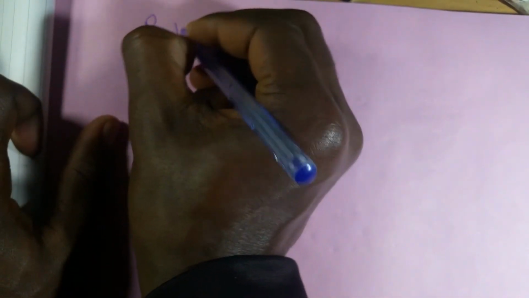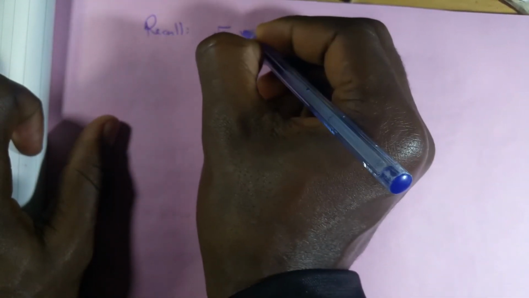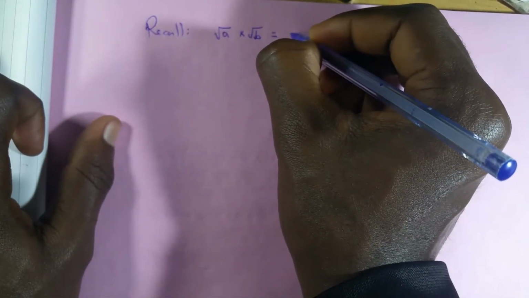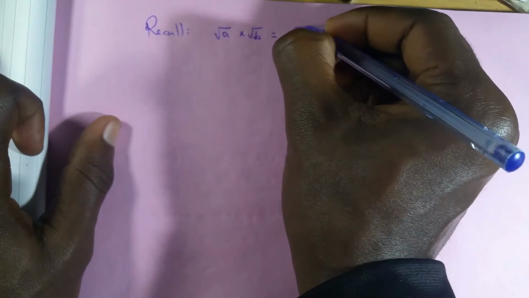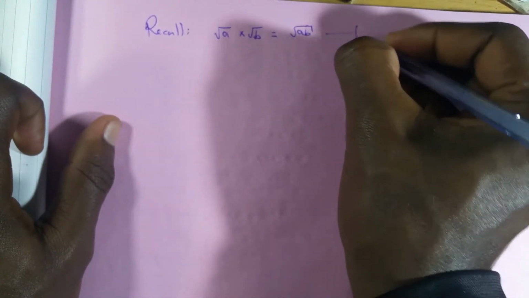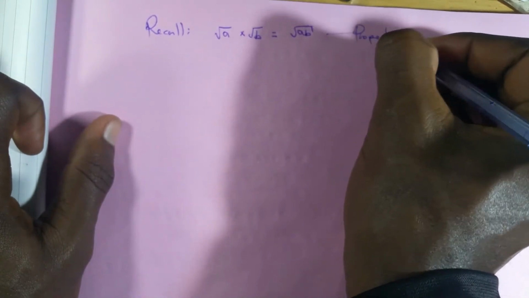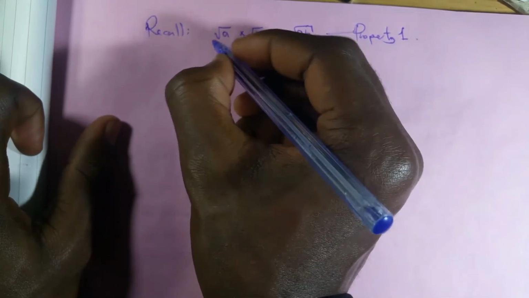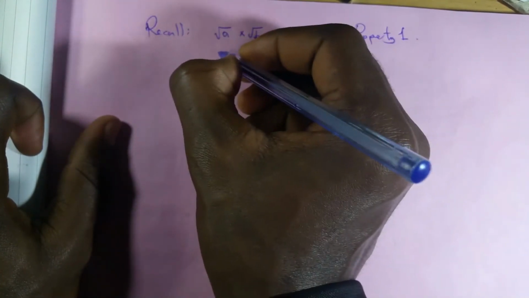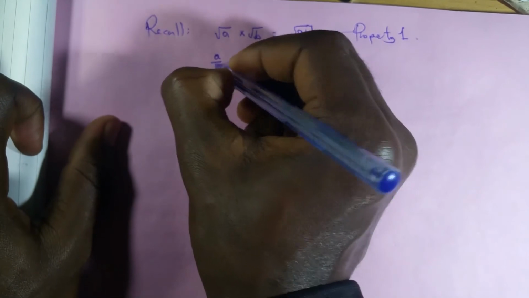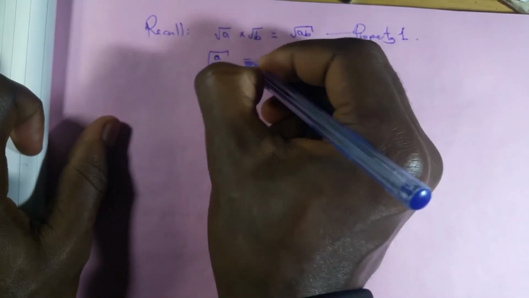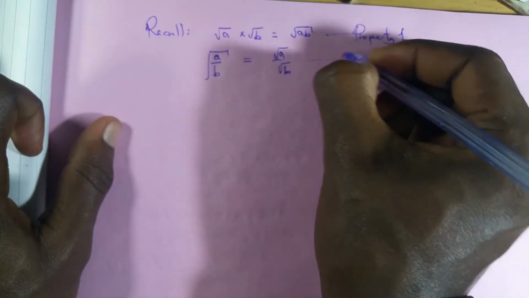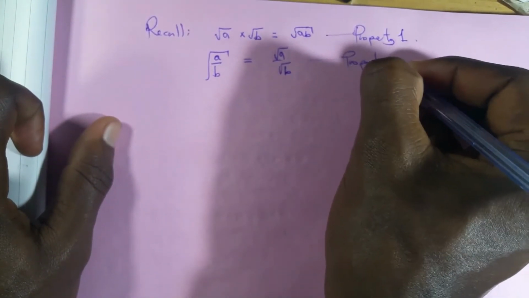Recall this: root a times root b is the same as root of ab. Let's call that property 1. We are recalling what we looked at in our introductory work. Then we also remember that root of a over b under the same root is the same as root of a over root of b. This is considered as our second property.